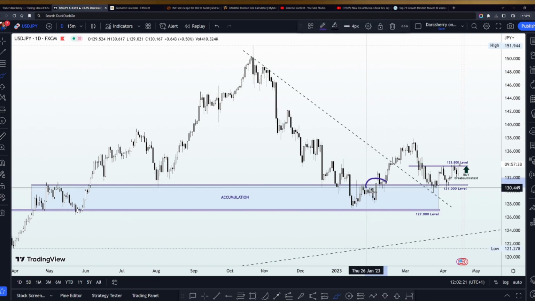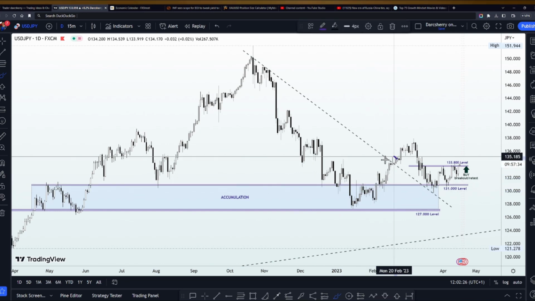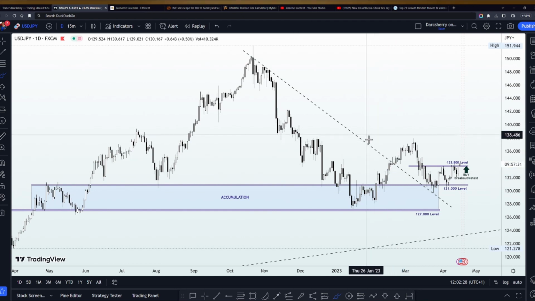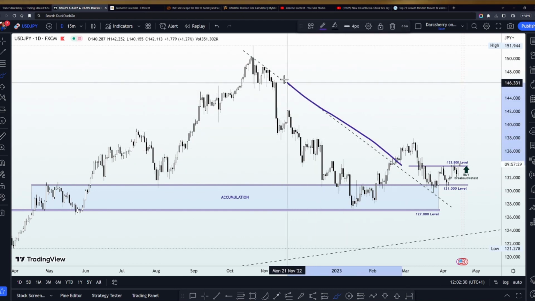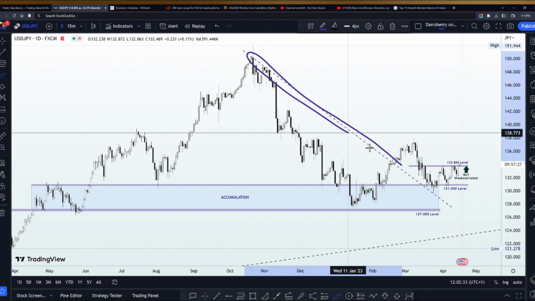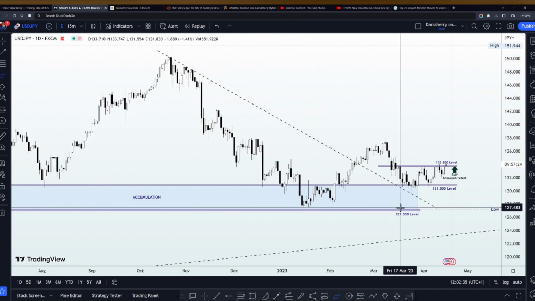And we saw the breakout of the structure again here during the month of February, leading to the breakout of that bearish trend line. As you can see, we had a bearish trend line which supported bearish momentum since the month of October last year.